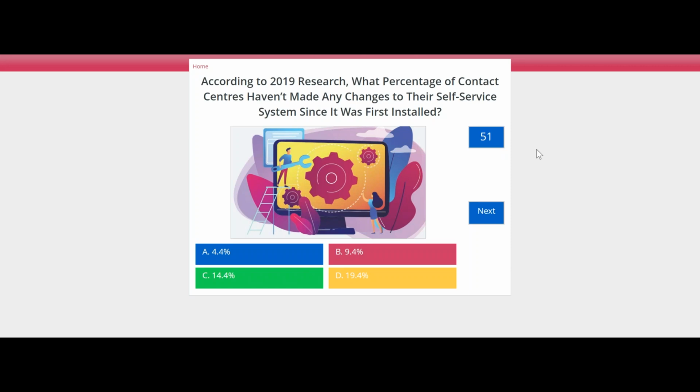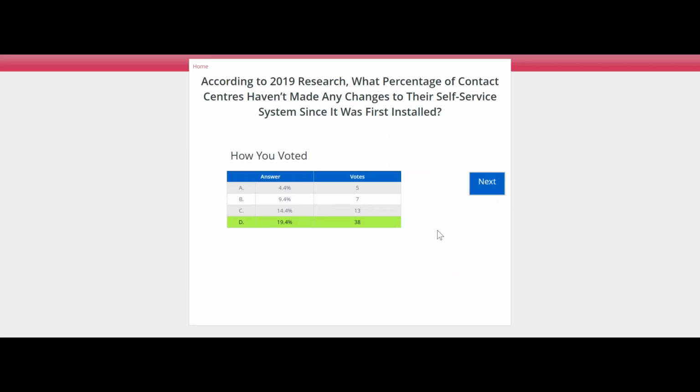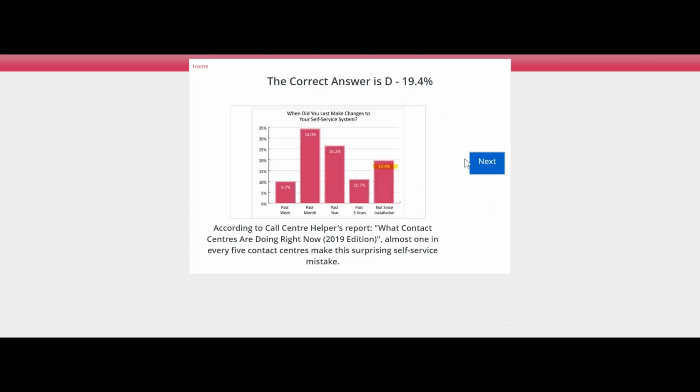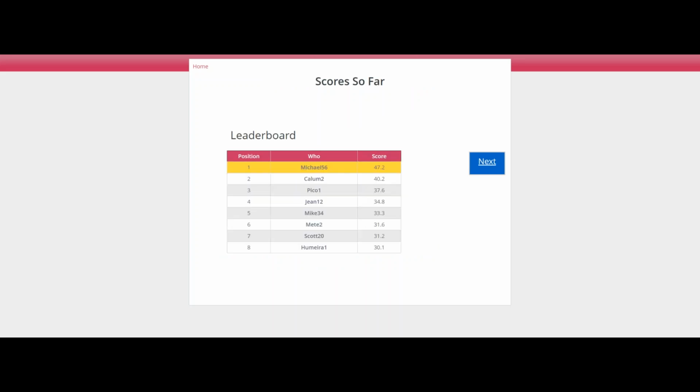Lots of 0.4% for me to say there, but it seems that everybody's got their answers in now. Very good to see most of you getting this one right. And we'll go into the explanation that according to Call Center Helper's report, what contact centers are doing right now, 2019 edition, almost 1 in every 5 contact centers make the surprising self-service mistake. Great to see so many of you reading my reports.